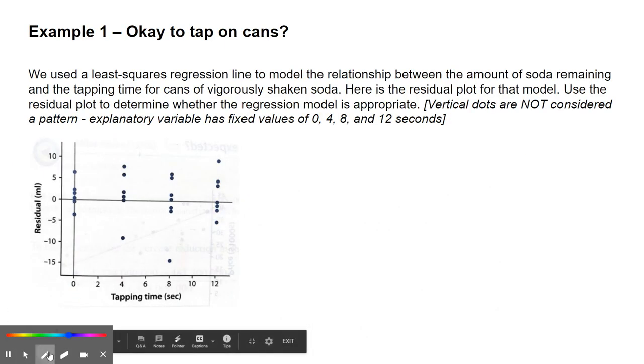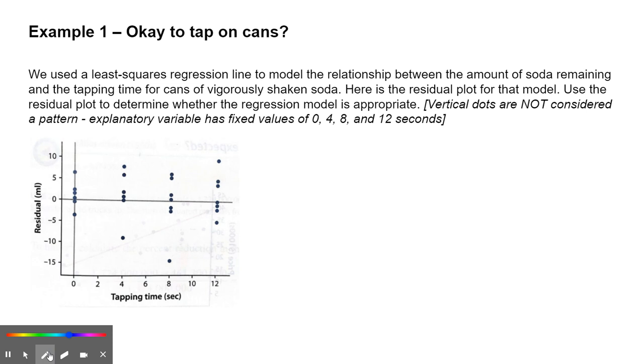Okay, so example 1. Tapping on cans. We use the least squares regression line to model the relationship between the amount of soda remaining and the tapping time for cans of vigorously shaken soda. Here is the residual plot for the model. Use the residual plot to determine whether the regression model is appropriate.